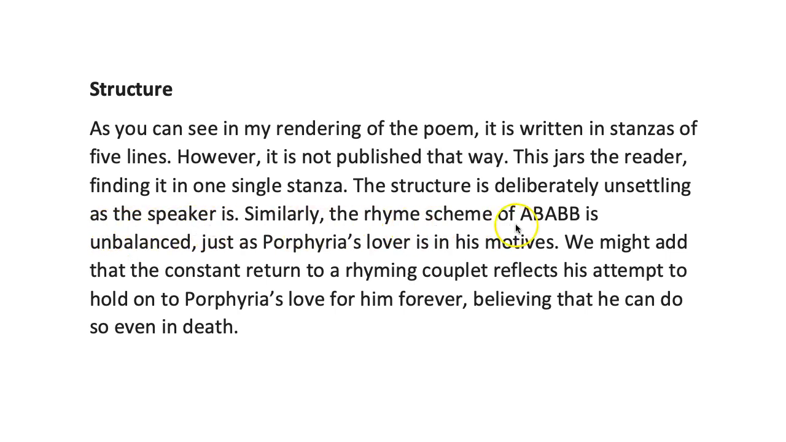Similarly, the rhyme scheme of ABABB is unbalanced, as we talked about before, being asymmetrical, just as Porphyria's lover is unbalanced in his motives. We might add that the constant return to a rhyming couplet reflects his attempt to hold on to Porphyria's love for him forever, believing that he can do so even in death. Because you remember, he sits her up on the couch next to him, just sitting next to him, as though he can preserve that moment forever.